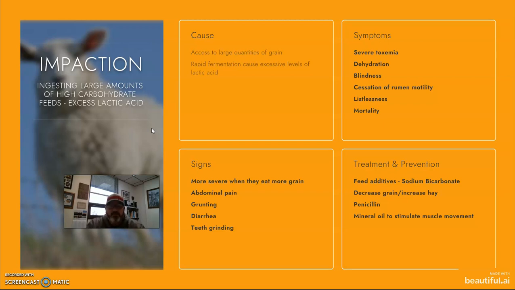If you want to help prevent it, feed a little bit of consistent sodium bicarbonate, maybe just a little bit of free choice somewhere in the feeder. They'll lick on it whenever they have stomach upsets, and that will help them along. If you have one that has a problem acutely with impaction, decrease the grain and increase the hay feeding content, and then add a little bit of penicillin to the diet, or add a little bit of penicillin injectable.